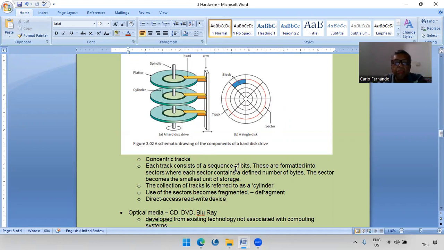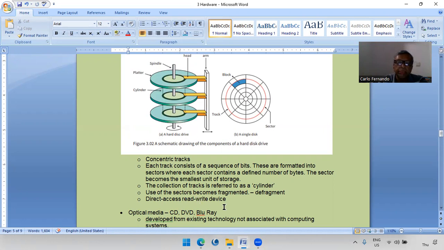Each track consists of a sequence of bits. These are formatted into sectors where each sector contains a defined number of bytes. The sector becomes the smallest unit of storage. So this sector is the smallest unit of storage. The collection of tracks is referred to as a cylinder. So when you take this, it's called a cylinder, see? Cylinder. Now, if you draw lines like this, not physical, there's nothing like that, but logically, if you draw lines like that, it will be a cylinder.